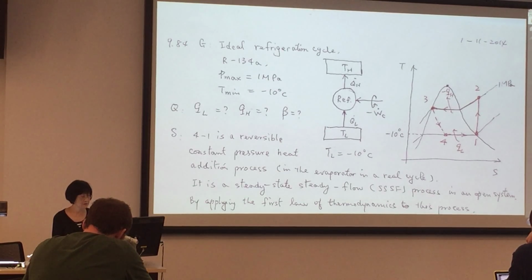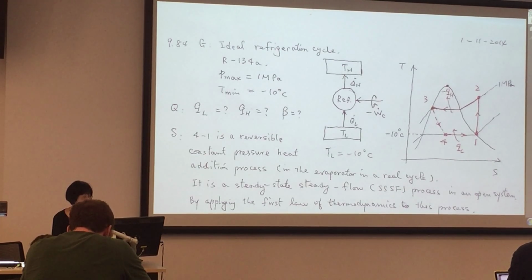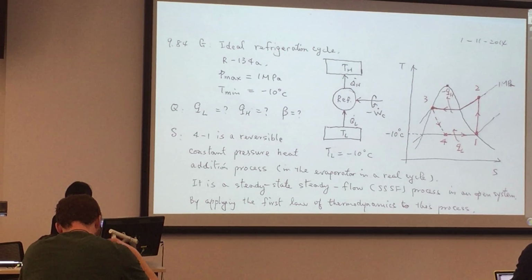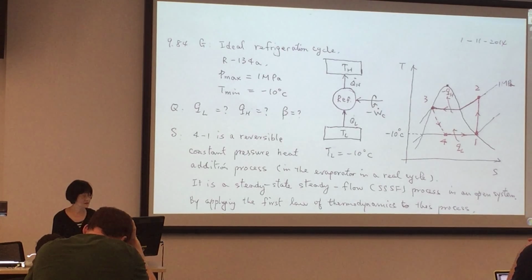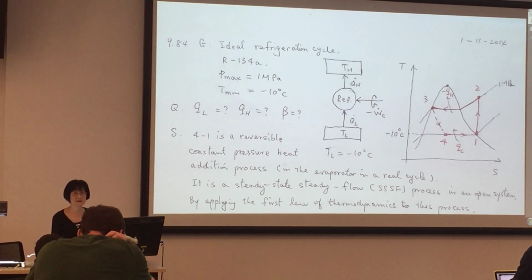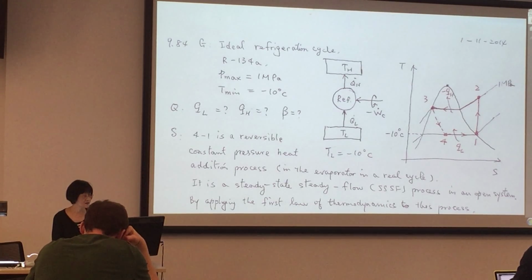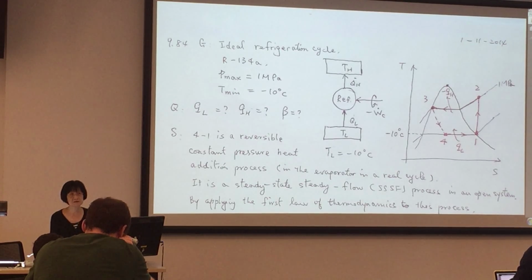Assume ideal refrigeration cycle, as shown in this figure, okay? The question is to find out specific heat transfer from the cold space, and the specific heat transfer to the hot space. So one is QL, one is QH. And the coefficient of performance. If we know QH, QL, then we can calculate the coefficient of performance.